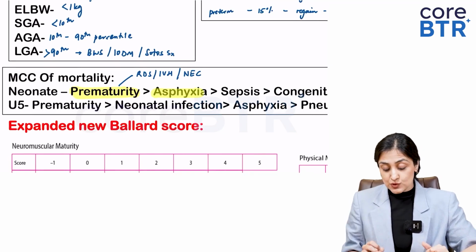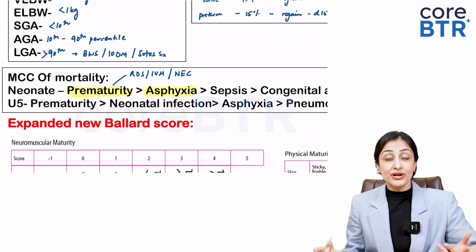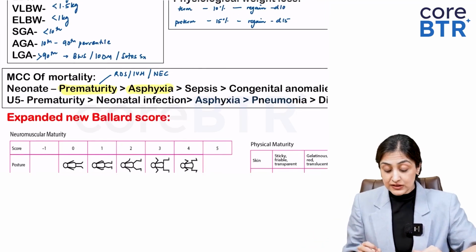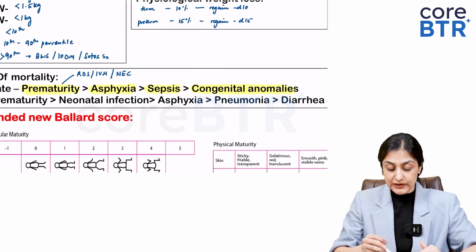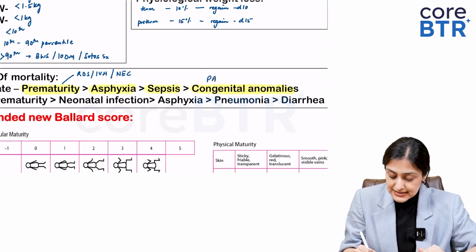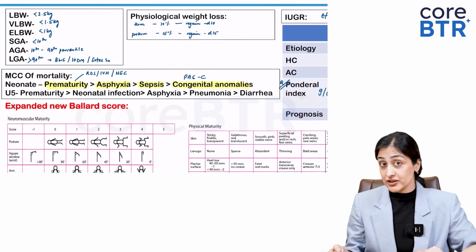Then asphyxia. So this is usually related to birth, right? Obstructed labor, asphyxial deaths, sepsis or infections, and congenital anomalies. So you can remember PAS C as a mnemonic if they ask you to arrange an order.